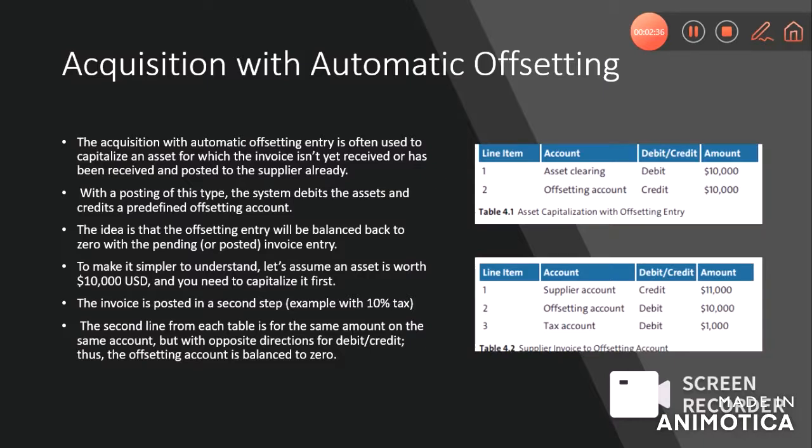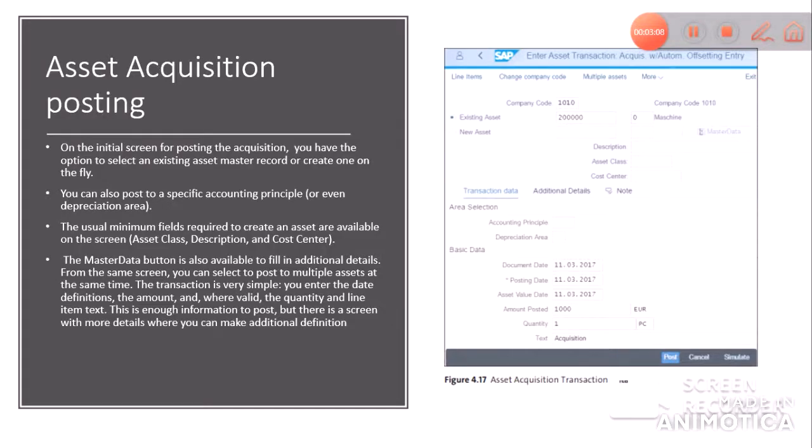So now if we see, we have a supplier credit and asset accounting debit, and also tax account debit. So this is how we use the document for acquisition with automatic offsetting posting. The next one, asset acquisition posting. So let us see this.